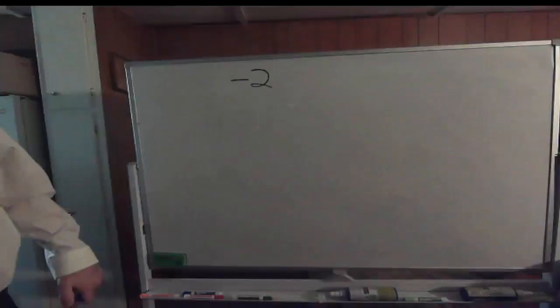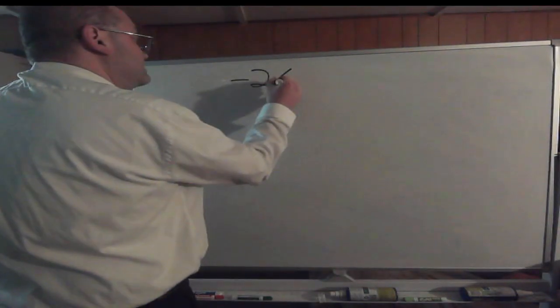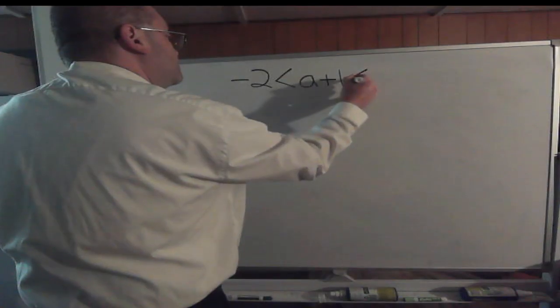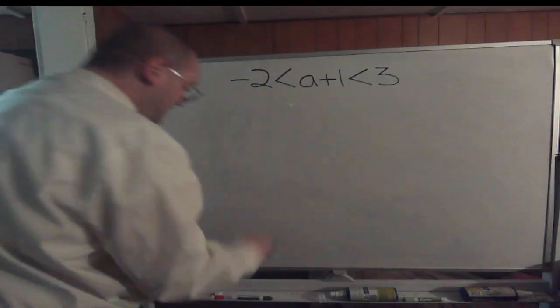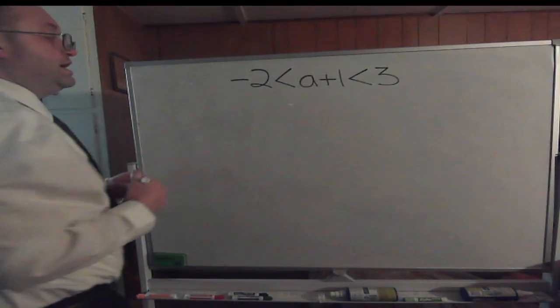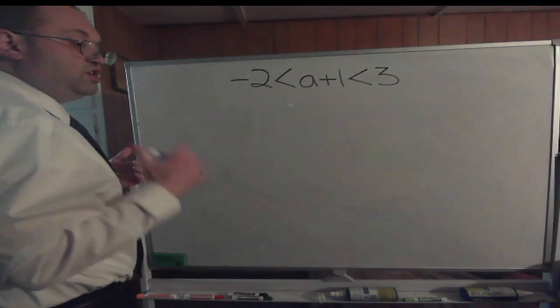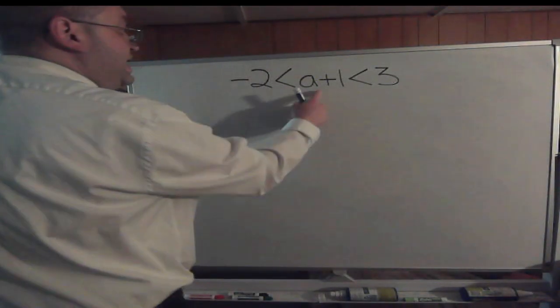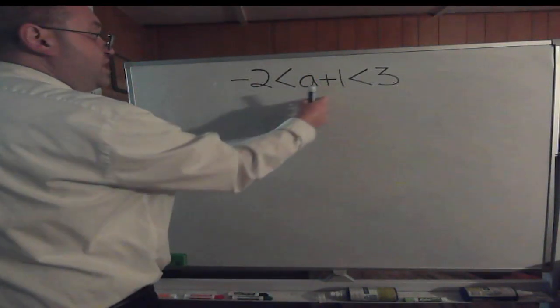So let's do our first problem here. We have negative 2 is less than a plus 1, which is less than 3. So we have negative 2 is less than a plus 1, which is less than 3. Well, how do we actually solve? Well, all you have to do is you want to get a by itself, so you got to subtract 1.